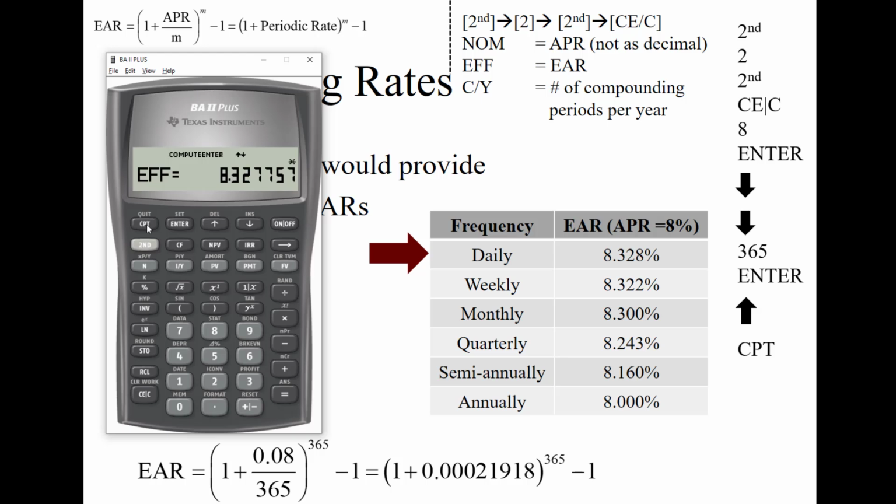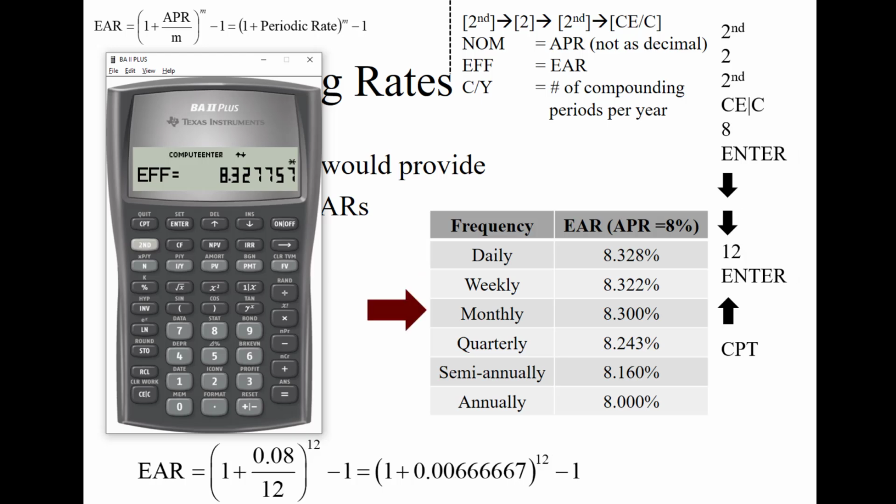Now we can move on to monthly compounding. First thing I'm going to do is hit second, and then I convert. And then I'm going to clear it. So I'm going to hit second and the clear button. We're going to type in our nominal rate. And again, that nominal rate is going to be our APR. We're not going to type it in as a decimal. It's going to be our annual percentage rate. In this case, our APR is 8%. So we're going to type in 8. And then hit enter. Enter and equals are not the same thing.